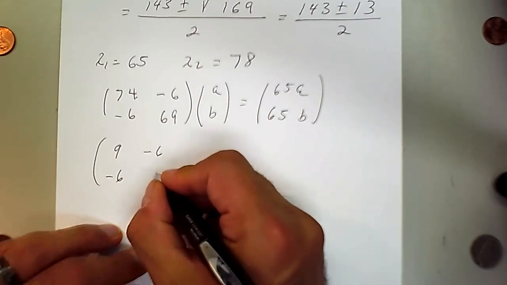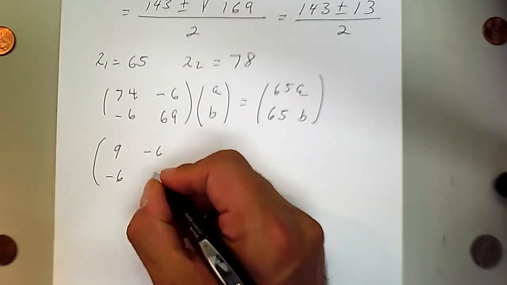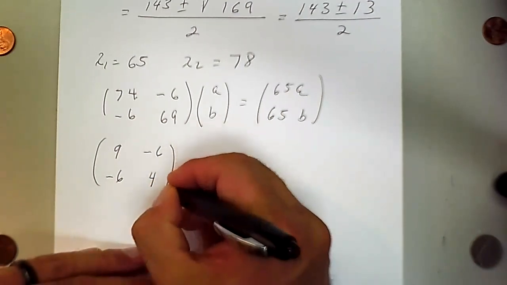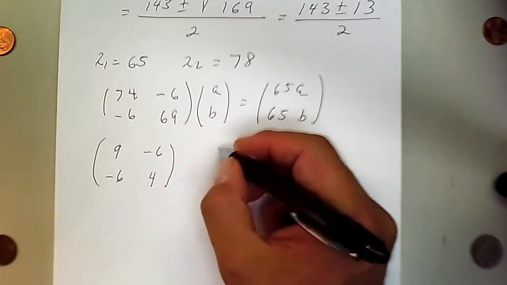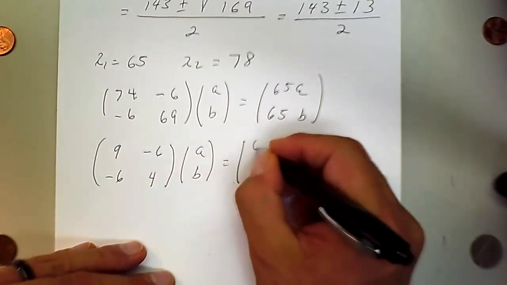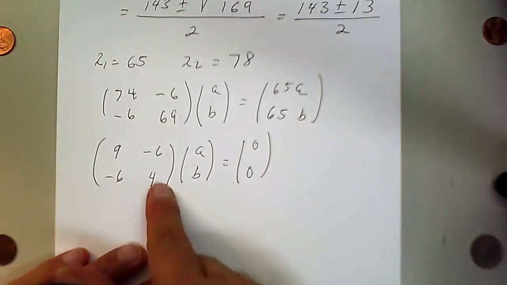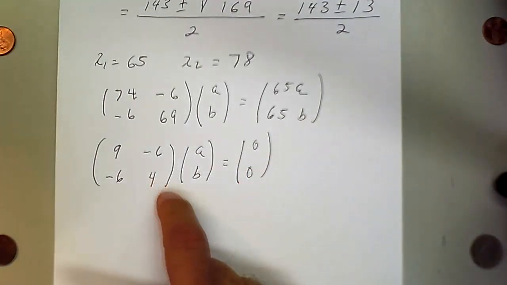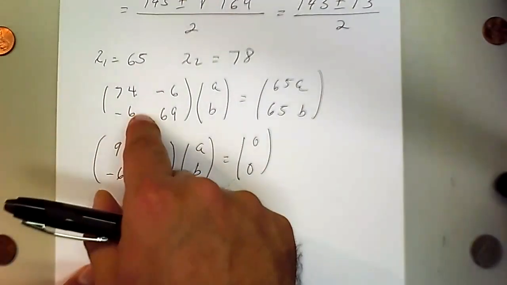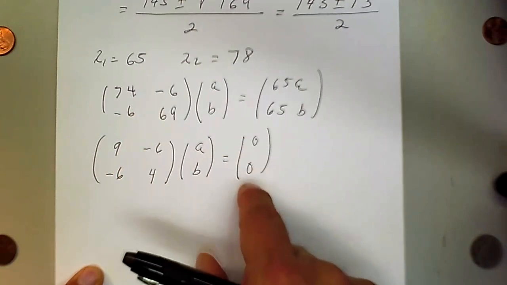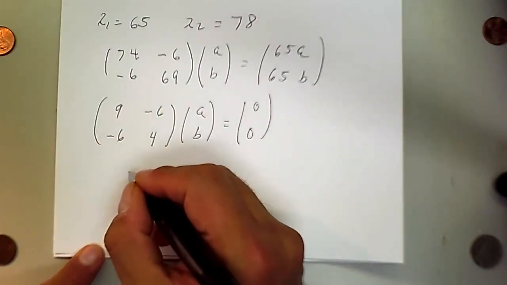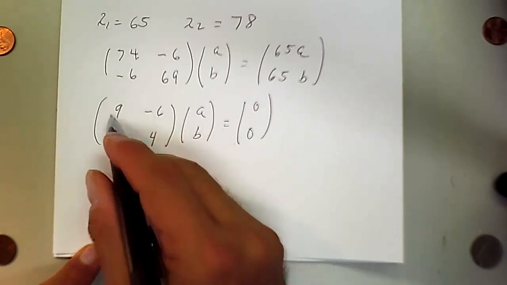That's going to give us 4. I believe that is correct. But this time we're going to figure out the kernel of this matrix. So all the vectors that multiply with this matrix, which is not the original matrix, mind, give us the vector 0, 0.